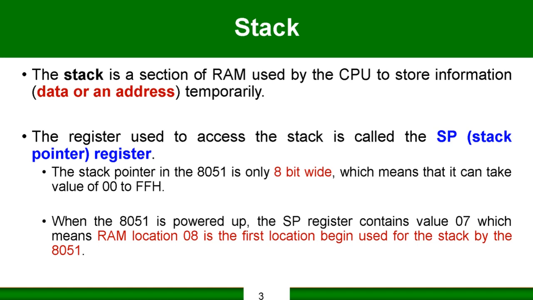When the 8051 is powered up, normally all other registers have 0 value, but the stack pointer register contains 7. This value indicates that the next location that would be utilized by the stack would be the 8th location of RAM. 7 also indicates that this is the last location used by the stack. If new data arrives, it would be saved on the 8th location.